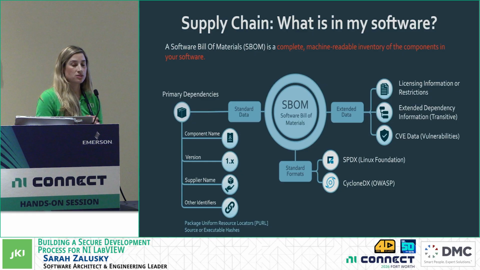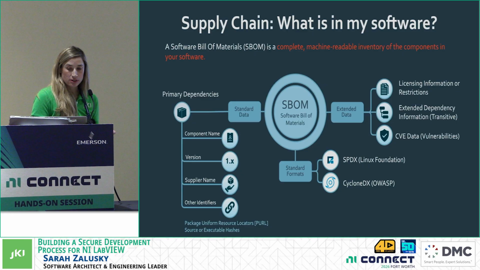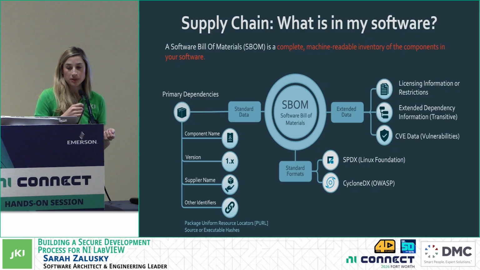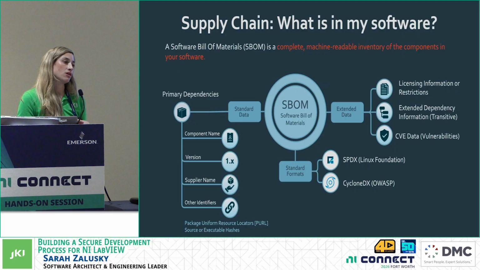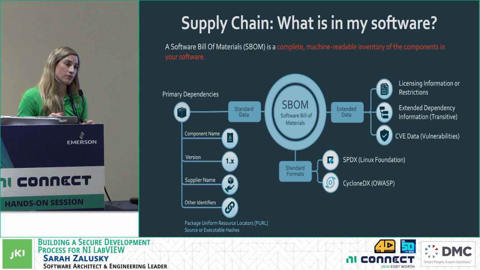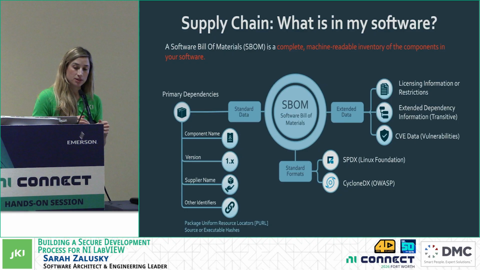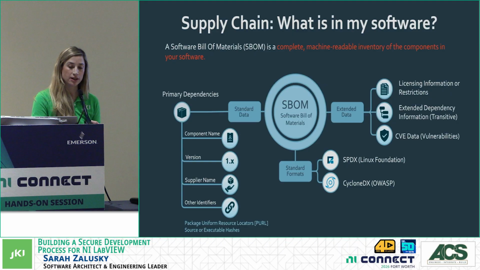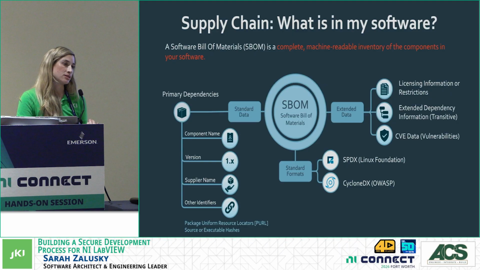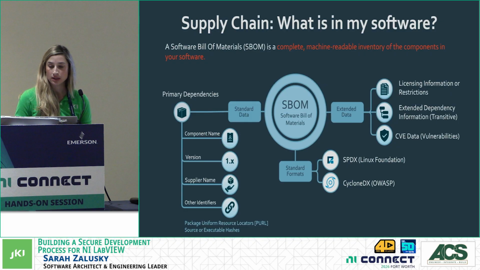In general, how do I answer this question of what is in my software? You need to generate a software bill of materials. This is a standardized, complete, machine-readable inventory of all the components that are in your software. You need unique identifying information for everything that's a primary dependency of your application. So the standard component name, version, supplier name, other unique identifiers. This might be the package repository link.